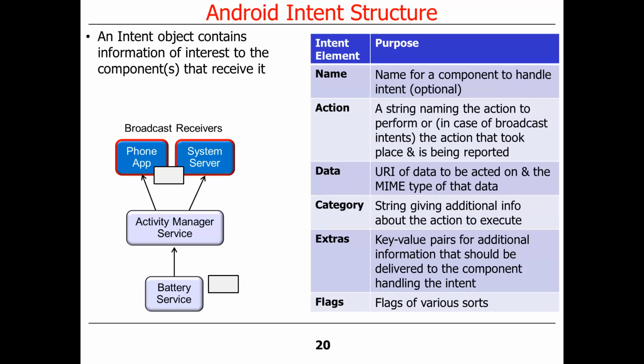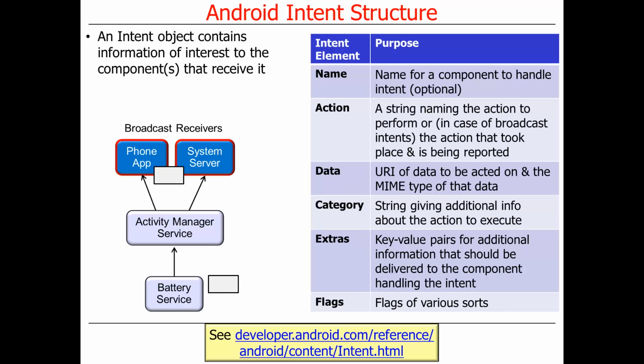When the battery changes, either goes from acceptable to low or low to acceptable, a battery power intent is sent, and various parts of the phone can register to receive those intents, like the phone app or system server and so on. They can receive those intents and notify you somehow that things have changed.